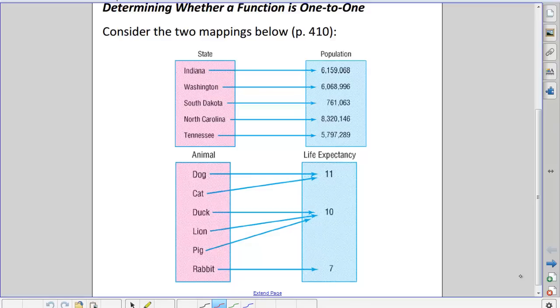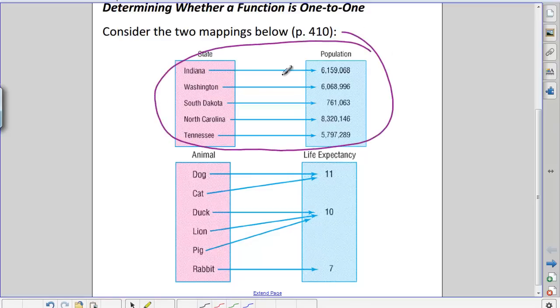it is. So there's two pictures of mappings here. These are both functions. If I were to ask you which is the one-to-one function, it probably wouldn't take you very long to guess that this top one is one-to-one, and that would be the correct answer.